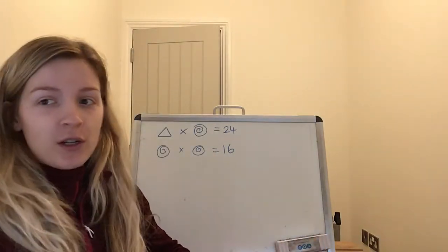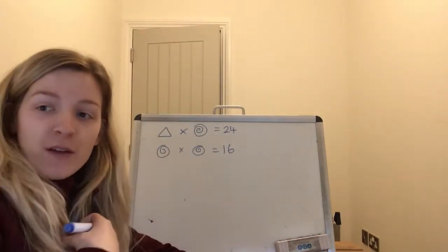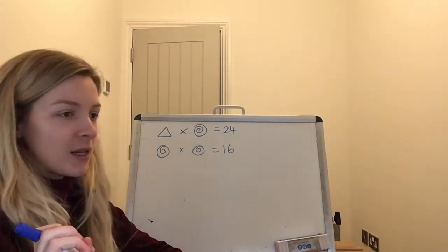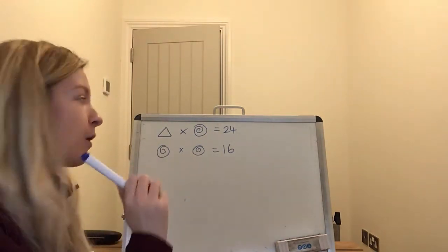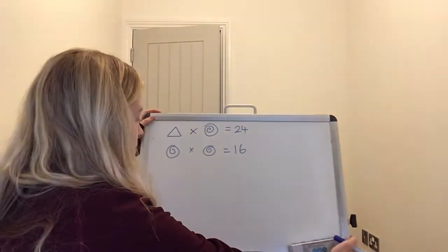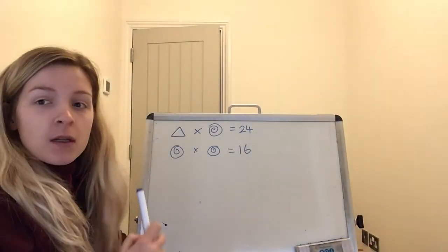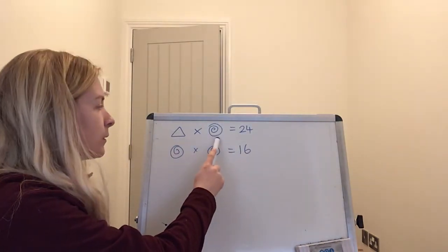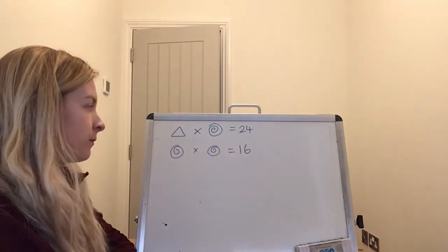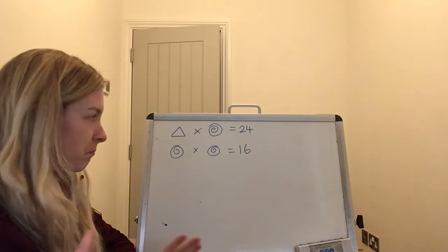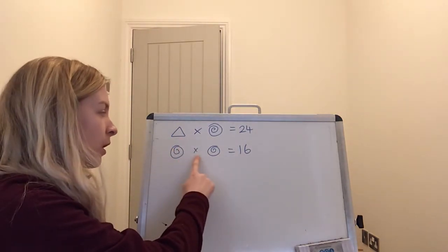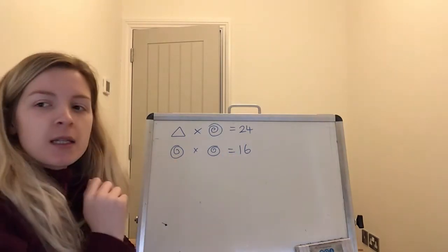Then you have a question that looks like this. My favourite kind of question, okay? I love a bit of mystery. I love figuring things out. That's the best thing about maths. So, you have a triangle times a spiral is 24, okay? Fine. Have no idea at the moment. And then a spiral times a spiral is 16.